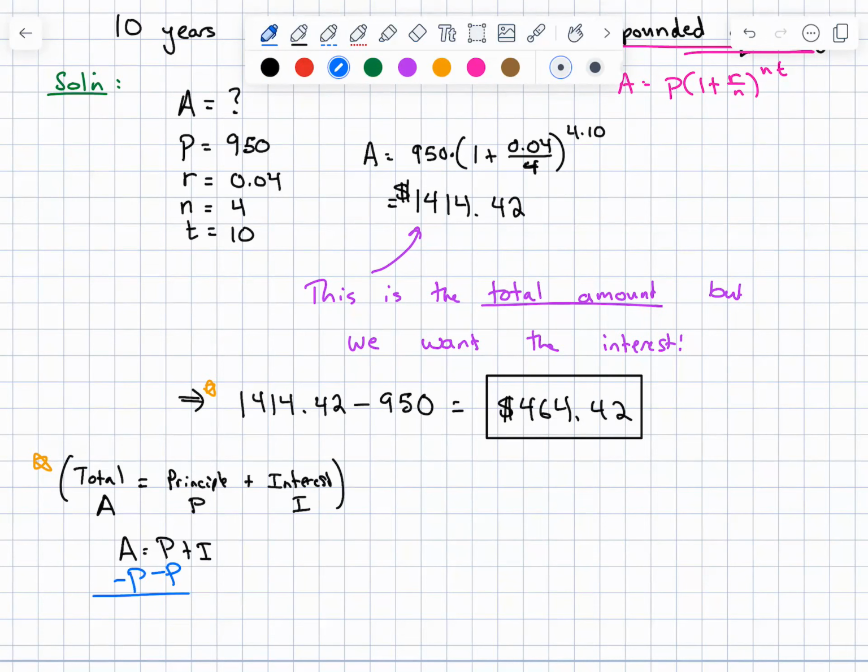A minus P gives you I. So any of those ways, anything you can do here. Or if you have the interest and the amount, you can find the principal.